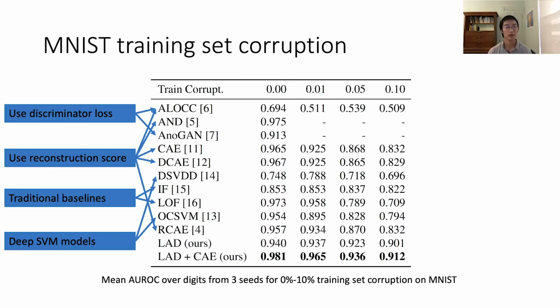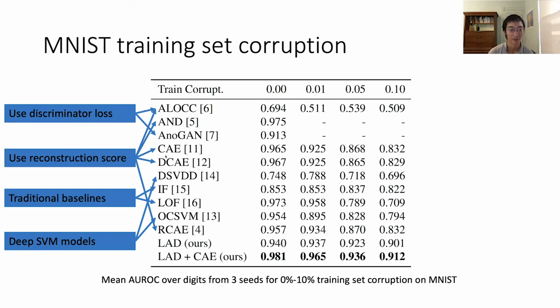And so the way we analyze this is over a bunch of different models. We look at some percentage of the training set being corrupted, and we look at the area under the receiver operating characteristic over each, and the mean over each digit. So we compare against a bunch of different methods. Higher scores are better here, and some of these are reconstruction-based. And so the reconstruction-based perform very well.